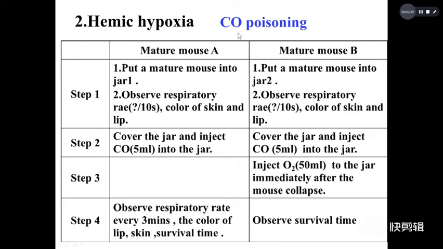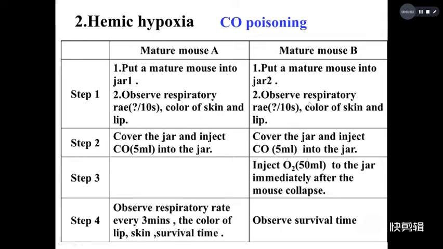Now the first experiment, carbon monoxide poisoning. We use mature mouse A and mature mouse B. First, put mature mouse A into jar number 1. Now you observe the respiration and the color of the skin and the lip. It is normal respiration and normal color of skin and lip.